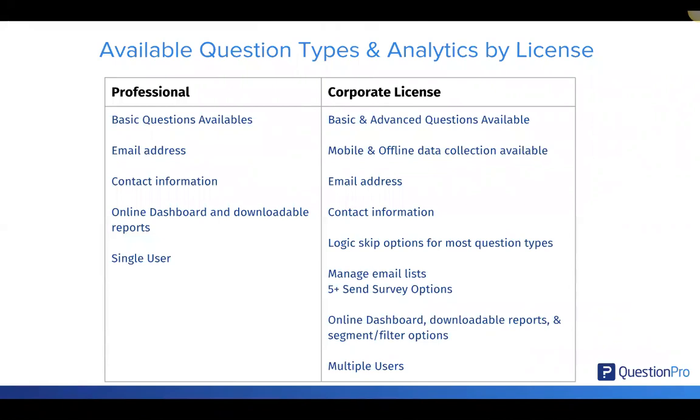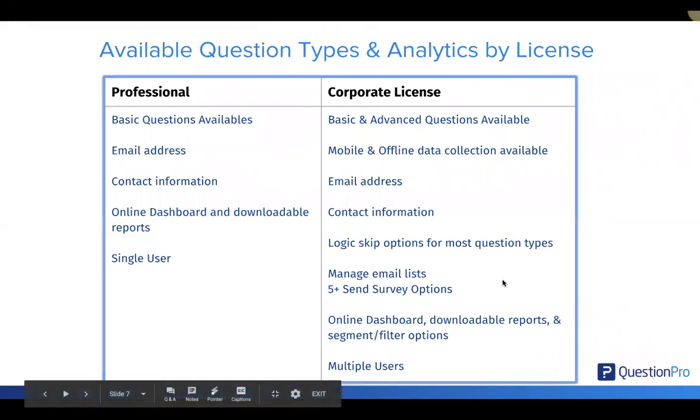The corporate license is going to give you a lot more power and be able to access more advanced question types. This is where you'll be able to do mobile and offline surveys. The surveys itself can be mobile friendly, so if you're sending it out via email or using the link, this is where you'd want to send it out and use. You'll be able to email it through our system if you need to. And then you can also add additional contact information and profiling information, and then access all the different logic skip options for different question types, and also be able to manage your email lists.